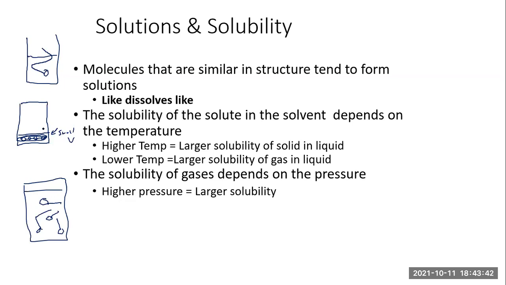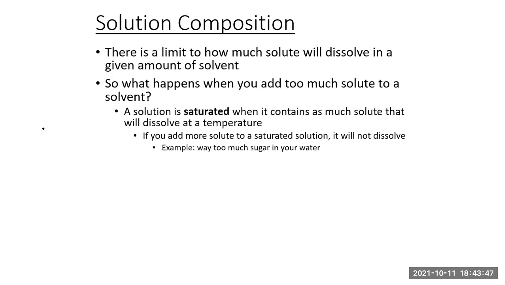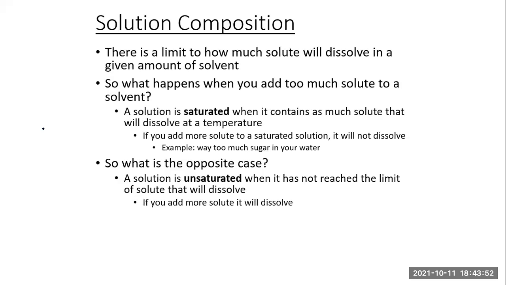Now, there's other ways we describe solutions. We could describe a solution as being saturated or unsaturated. If we have a lot of solute in a solvent, that is what is sometimes referred to as a saturated solution. And what a saturated solution means is you pretty much have hit the maximum that will dissolve at that temperature, which means once you hit that saturation point, if you try to dissolve more solid, it won't dissolve.